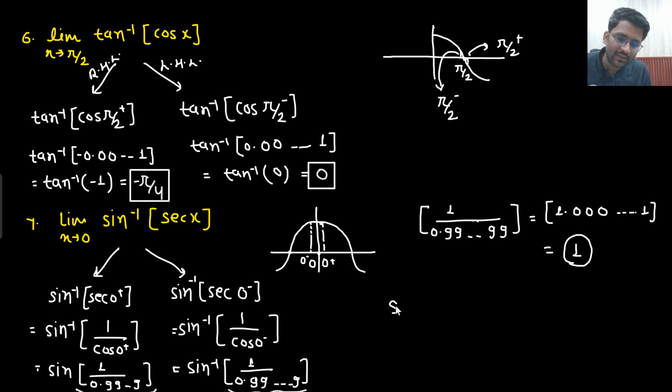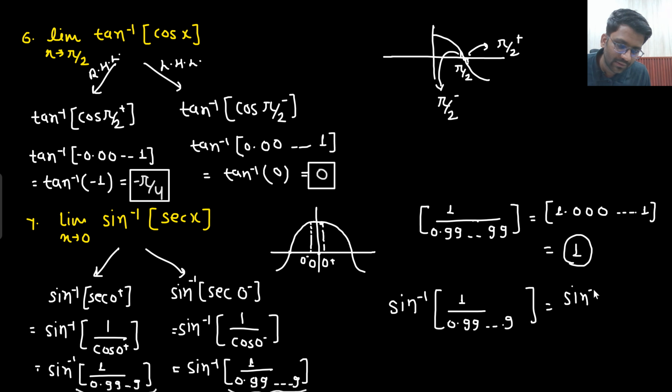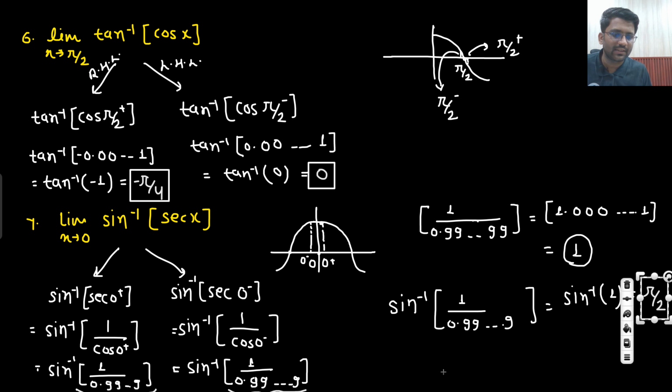So what does that mean? Here sine inverse was written. Sine inverse of 1 divided by 0.99999 is nothing but sine inverse 1. And what is the value of sine inverse 1? When you get sine theta equal to 1, it is at pi by 2 angle. So the answer is pi by 2. Yes sir, the limit will exist and the answer will be equal to pi by 2.